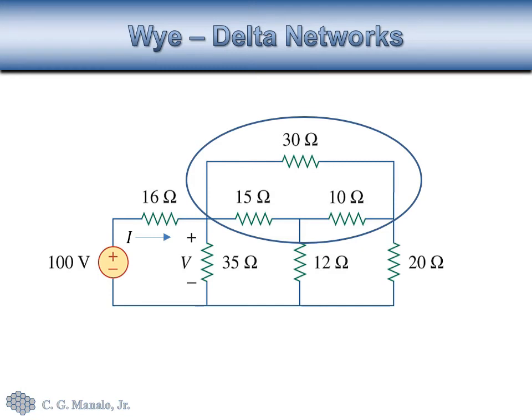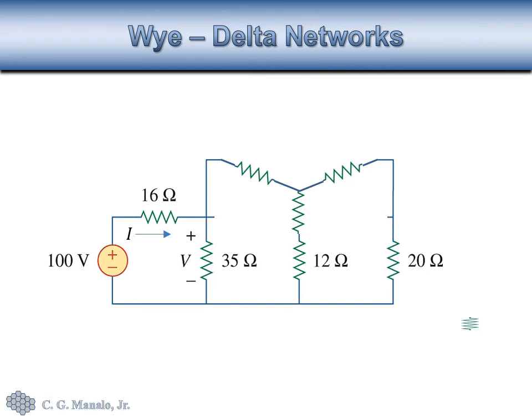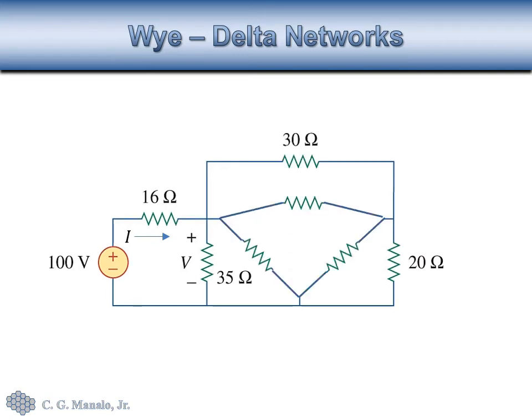So remember, a delta network is a network that encloses a path. So this is an enclosed path. So that can be converted into something like that. So let's use these conversions. So the T network previously there is replaced by a delta network.